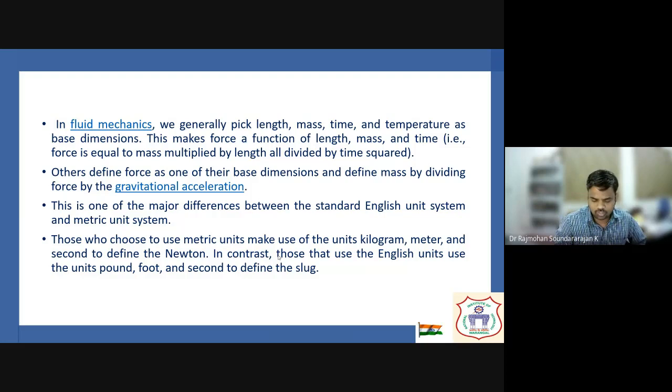Because Newton is the unit of force, right? Force of 1 Newton we have to define accordingly. If we are dividing in Newton, it is in SI units, so you have to make use of kg, meter and second to define this Newton. Similarly, if we are using the English units, we have to use the pound, foot and second to define the slug. Thus, the Newton's relevant unit in the English system is the slug.